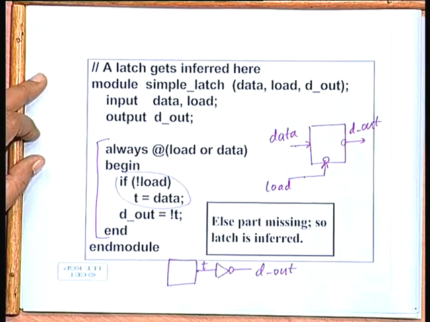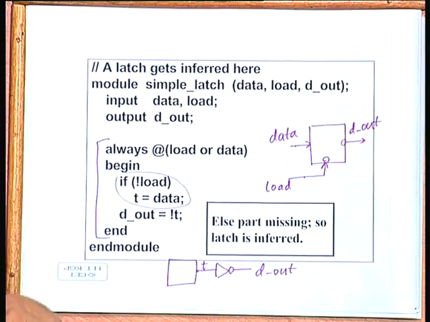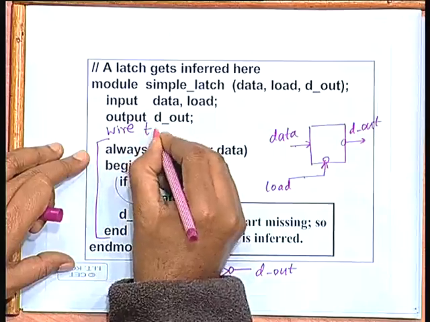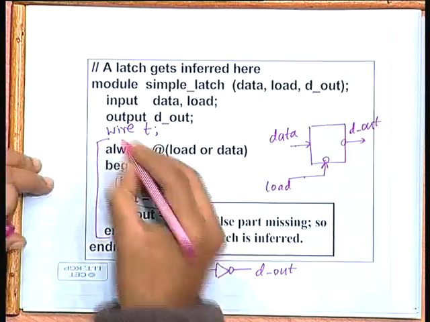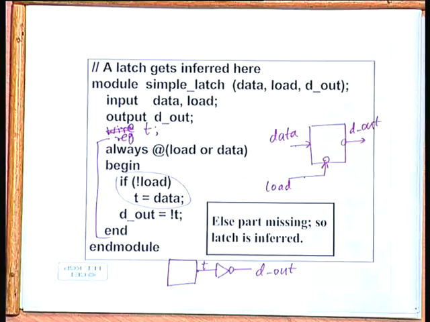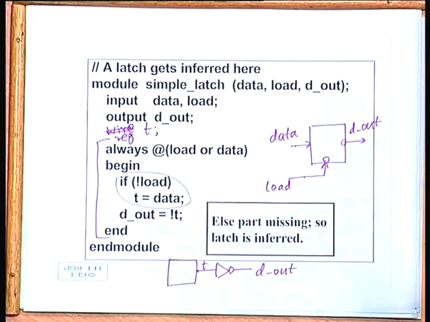So T is not declared. Why, T should be a wire? T, I forgot to declare, yes, you are right. T should be a reg T, not wire, because it is inside the always block. So, we shall be looking at more of these examples later, so do not worry, we will see this in more detail.